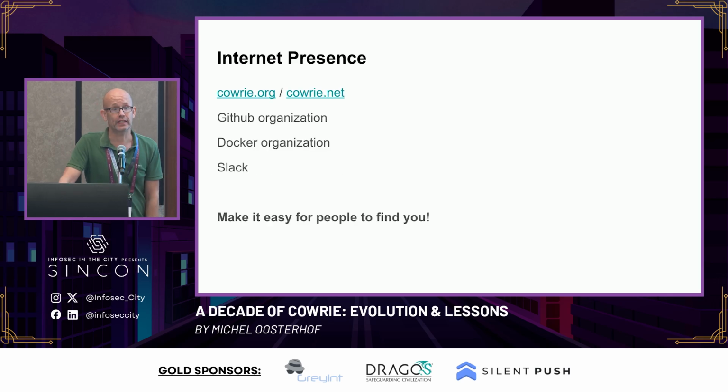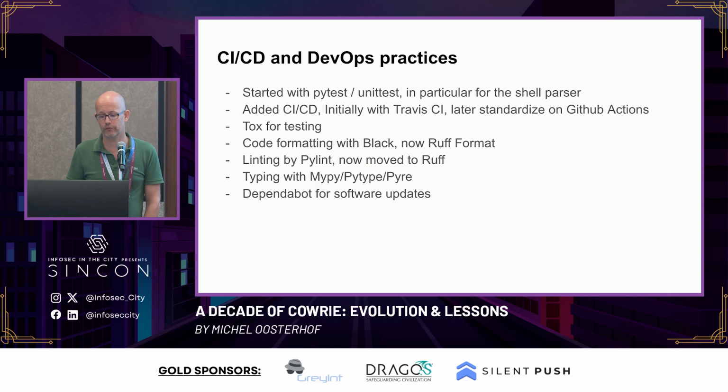As well, if you run a project like this, it's good to have an internet presence. Yeah, so I've got a GitHub organization where you can go and download things. I've got Docker containers you can download using the Cowrie organization, so it's easy to find, easy to download. I've got a website, I've got a Slack server. So if you're interested, go to any of these to learn more about the project. Yeah. So again, if you want to do something like this, make it easy for people to find you.